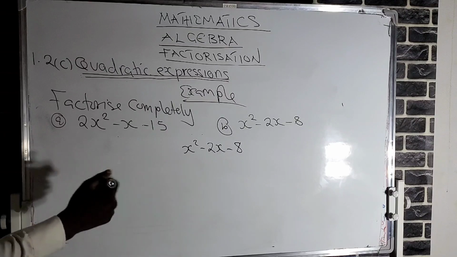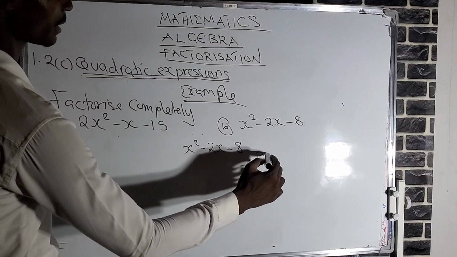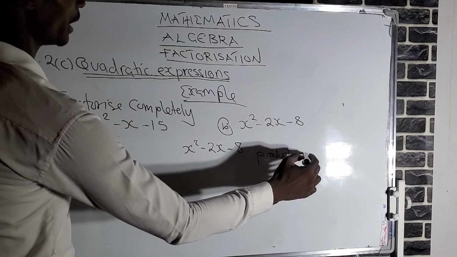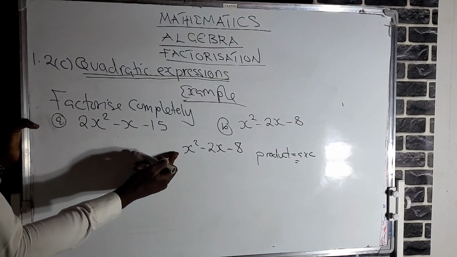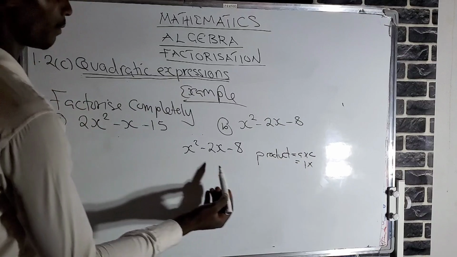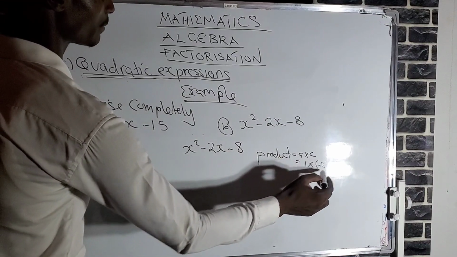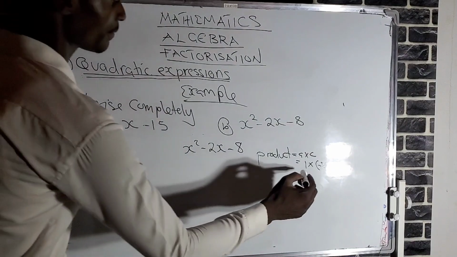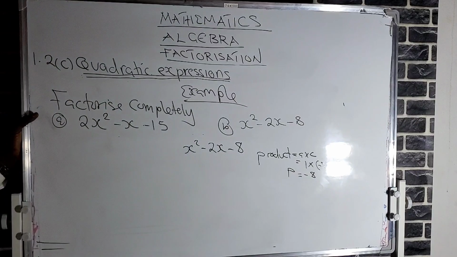So, according to the question and what we know, first we need to find the product, right? The product of A and C. What is A? An invisible 1, there is 1, right? What is C? Negative 8. What is 1 times negative 8? Negative 8 itself, right? So the product is negative 8.